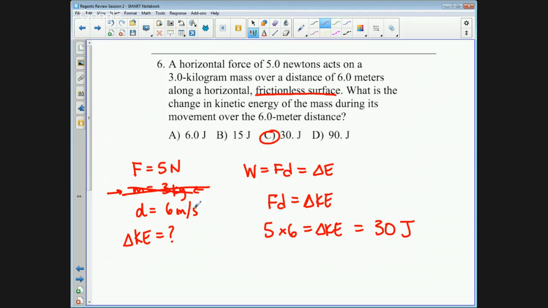Oh yeah, Isabella, thank you. 6 meters. Thank you, thank you. That's a stamp. Just kidding.